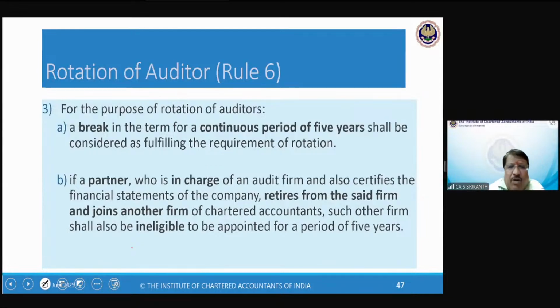A break in term for a continuous period of 5 years shall be considered as fulfilling the requirement of rotation. See, they are saying if you have not audited for 5 years, then you can be appointed again. That's as good as saying take a cooling period of 5 years. Nothing great. You can take it now itself, is what they're saying. But so long as you're not there for 5 years, then you can come again.